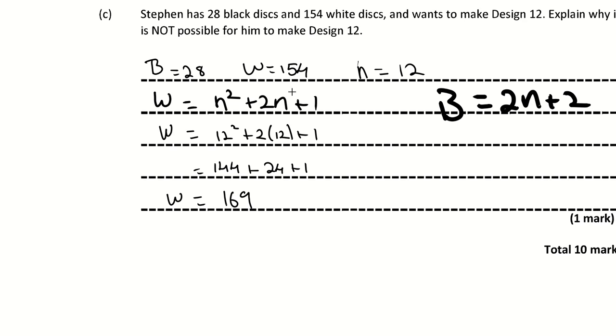We only have 154. Because 169 is needed for design 12 and only 154 white discs were obtained, or how much Stephen has, it will not be possible. For black you could do the same thing. That's 2 by 12, 24, plus 2 is equal to 26. So he does have sufficient black discs, but he does not have sufficient white discs to produce design 12. Do we all understand that, guys?